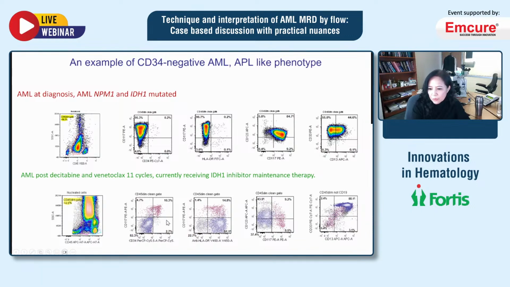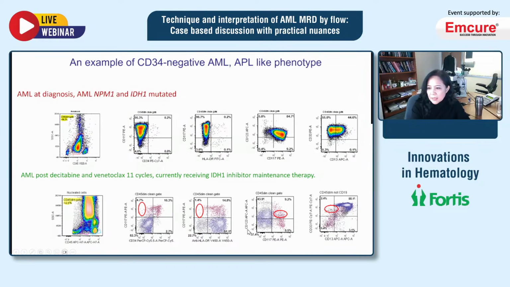At the time of AML MRD, if you see here, it looks like very few immature cells. And now we really don't have cells similar to the original immunophenotype, right? So most of the cells look like myeloid precursors in here, and the monocytes. We usually include monocytes for analysis.